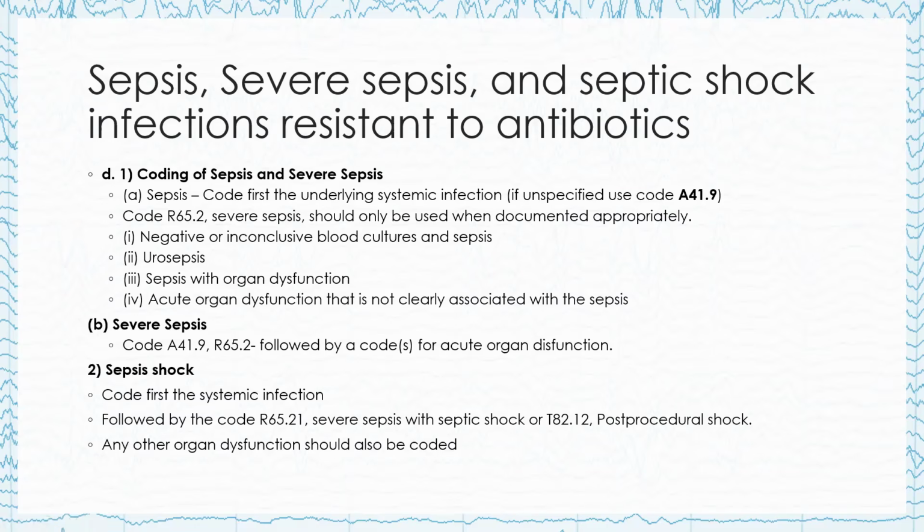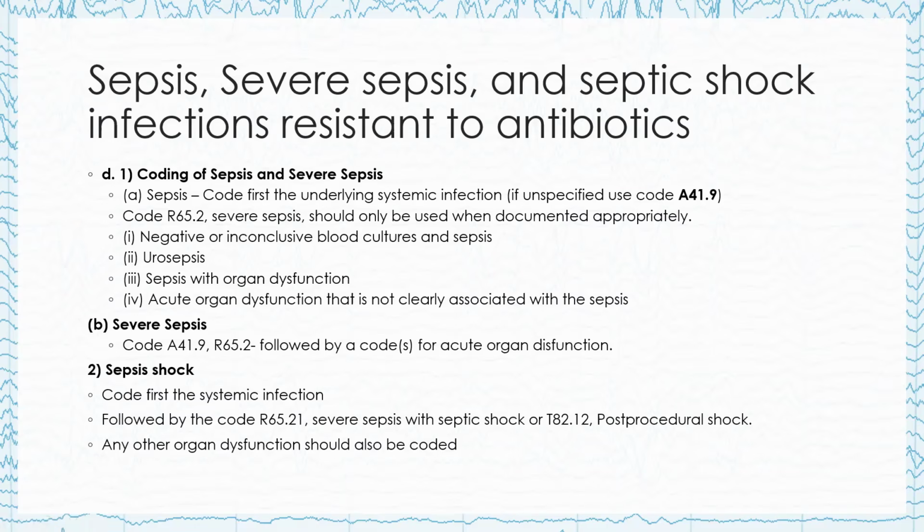When we talk about septic shock, this normally refers to circulatory failure associated with severe sepsis and therefore represents a type of organ dysfunction. Now, for cases with septic shock, we want to always code our systemic infection first, followed by R65.21 for the severe sepsis with septic shock, or for post-procedural septic shock, T81.12. You can also code any of the additional acute organ dysfunctions as appropriate.